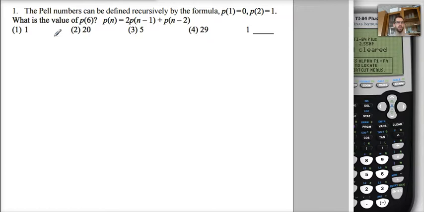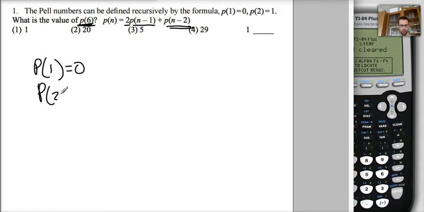So number 1, it says the Pell numbers can be defined recursively, and it gives this recursive formula here, and it's asking for the value of P6. So here is our formula. It says 2 times the previous term plus the term before that. So P1, it gives us, is equal to 0, and it gives us P of 2, which is 1. Then to do P of 3, I'm going to need to apply the rule.